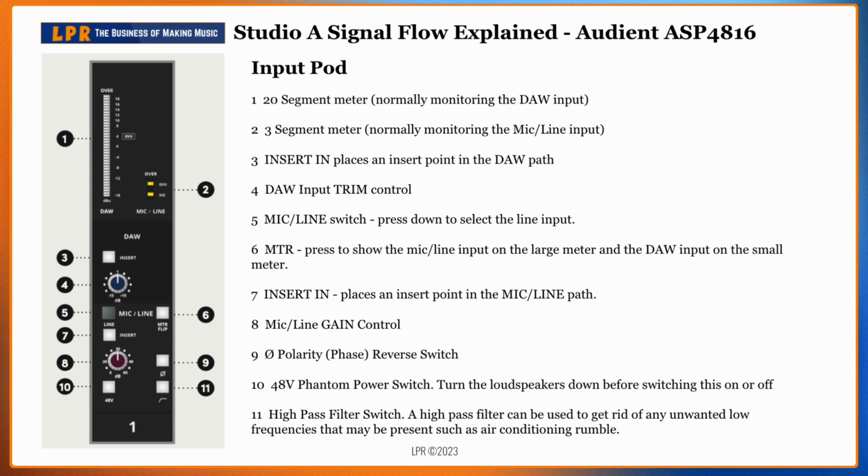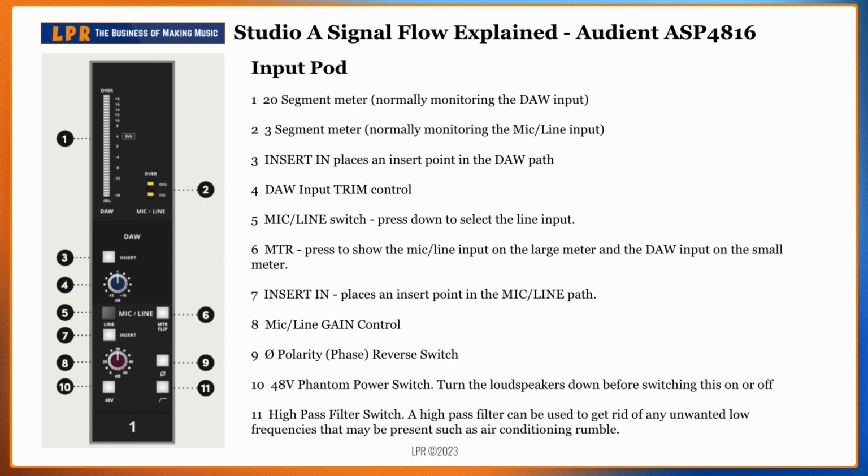Then you have a 3-segment meter, which is for the input. You can actually switch those. Input could be the long meter, the 20-segment meter, or you can flip them. You have inserts, so you can insert something into the DAW path, and then you can also insert something into the microphone line path. There are 2 different paths on this input pod, and they're actually on the back. They're 2 different inputs. Your DAW input is coming back from your recording, and the mic line input is coming from your mics and your lines going into the recording.